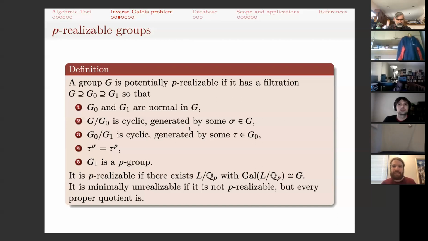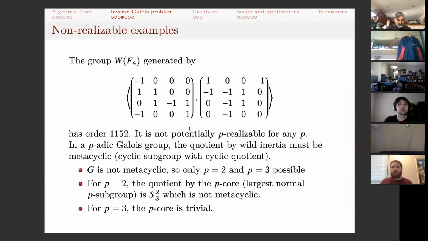So I'm going to say it's p-realizable if there's some actual field L over Qp so that the Galois group of L over Qp is isomorphic to G. And for those things that are not realizable, I'm going to say it's minimally unrealizable if it's not realizable, but every proper quotient is.